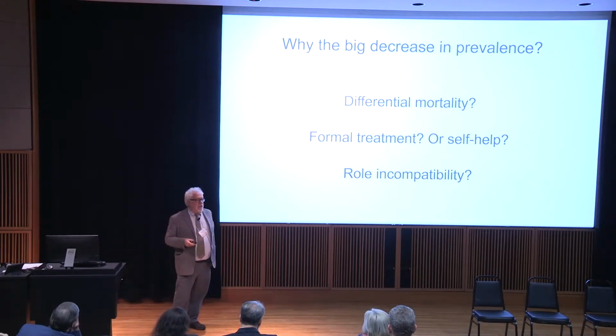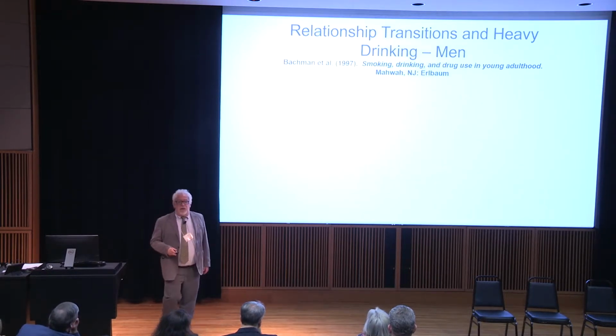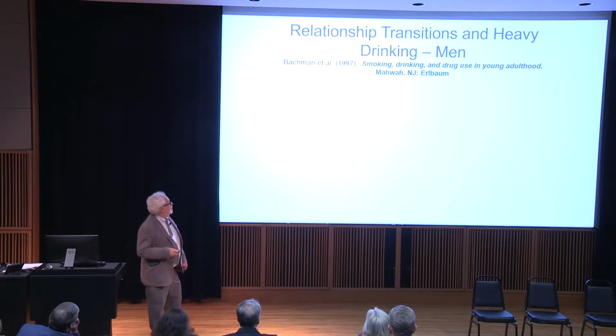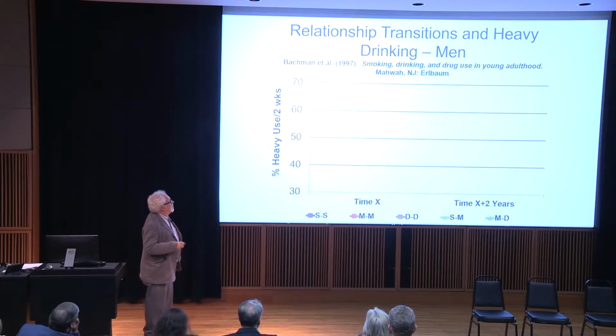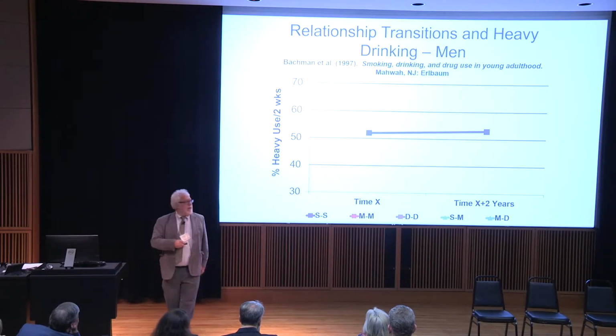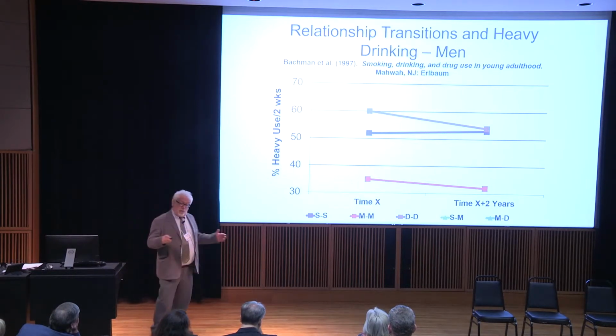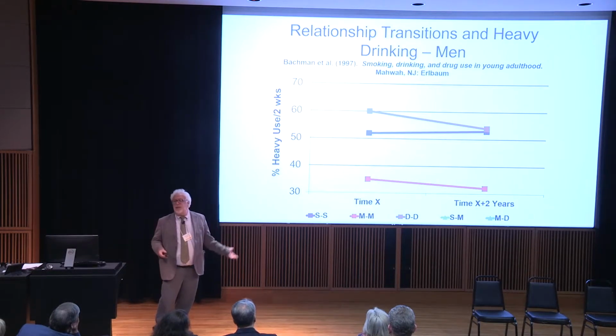And the explanation that's usually given is role incompatibility. And these are data from older data, but they actually still look the same from the Monitoring the Future project on binge drinking. I'm going to just show the men in the interest of time. The women data are virtually the same. And so this is whether or not they had a binge occasion basically in the last 2 weeks. And if you look at those people who are single at both a baseline and a two-year follow-up, you see pretty high rates. And if you look at people who are married at both times, you see pretty low rates. And if you look at people who are divorced, formerly married at both times, they look like the single people. But the interesting cases are the ones where there's a change in status.